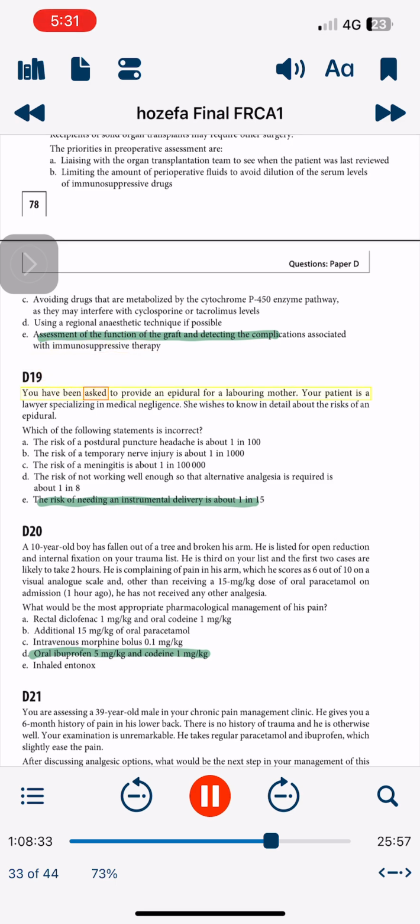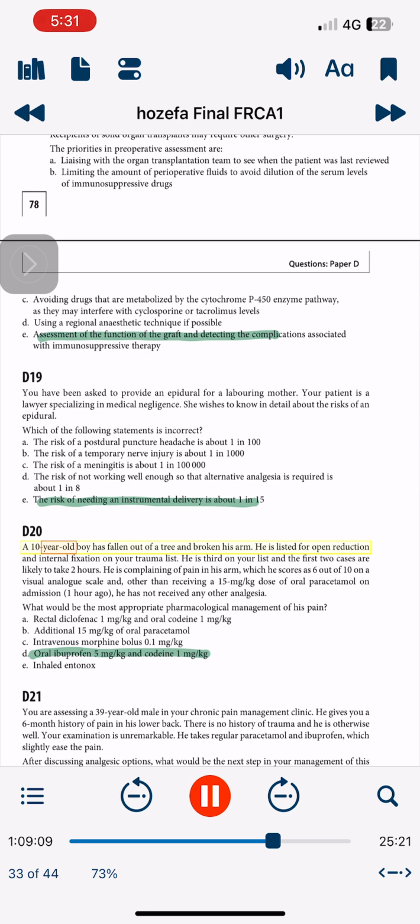D19. You have been asked to provide an epidural for a laboring mother. Your patient is a lawyer specializing in medical negligence. She wishes to know in detail about the risks of an epidural. Which of the following statements is incorrect? E. The risk of needing an instrumental delivery is about 1 in 15.